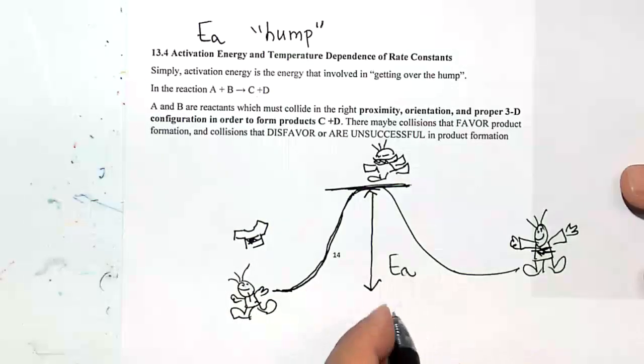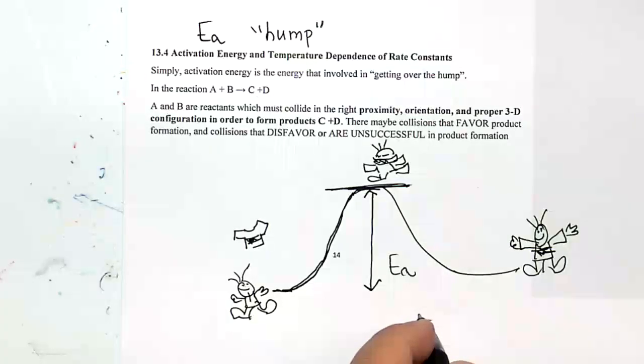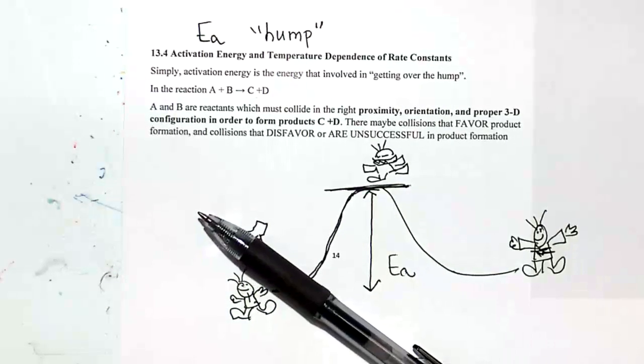For a reaction, the activation energy is the hump. So we have reactants that come together, but it's not like, oh, a reaction.